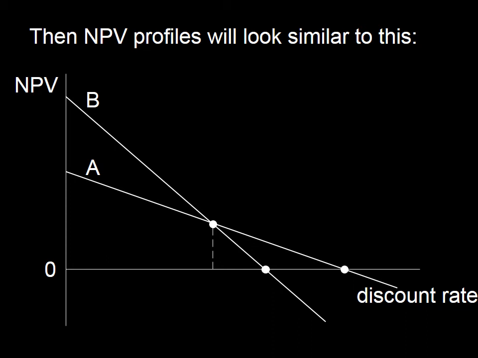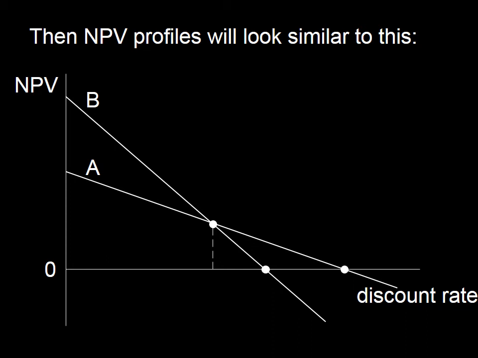So what the net present value profile does is it shows you exactly what the net present value is for Project A at every possible discount rate. Because see, where your discount rate is on the horizontal axis and your net present value is on the vertical axis.